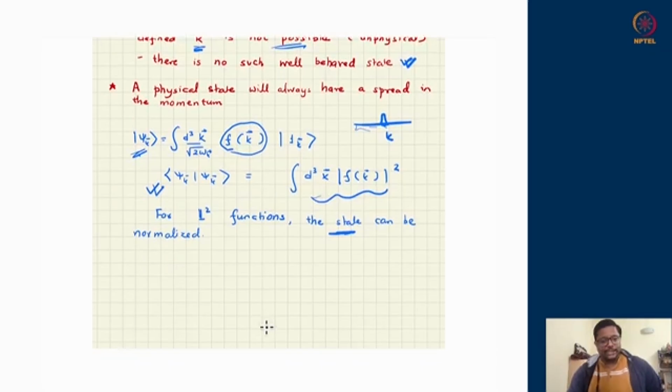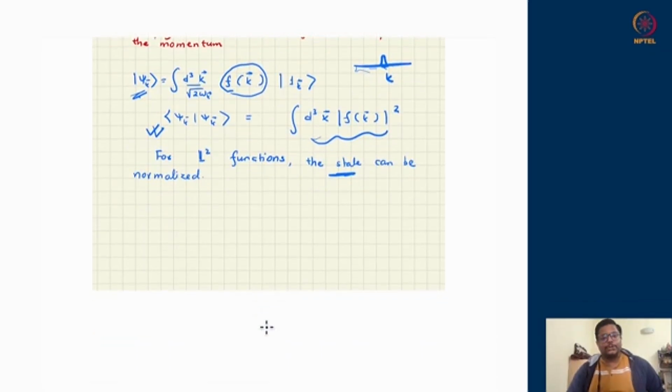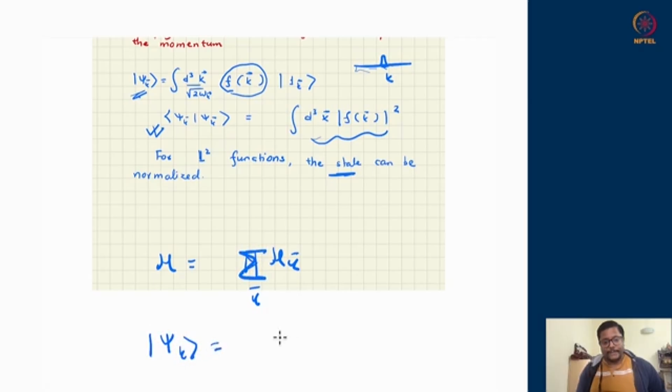So lessons: the scalar field has exact harmonic oscillator like structure for each k. H is a harmonic oscillator for each k, product over all k's. So not product, sum over all k. Energy is a sum over all k. States are like, you could have a product over well-defined states in all k or a summation of them. So let us say c_k, kind of this.